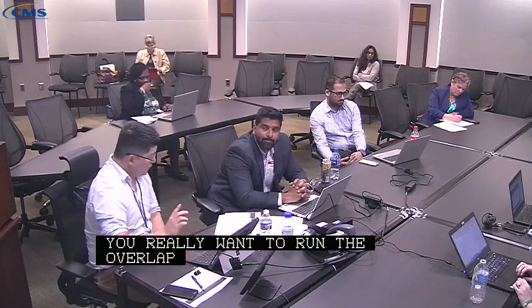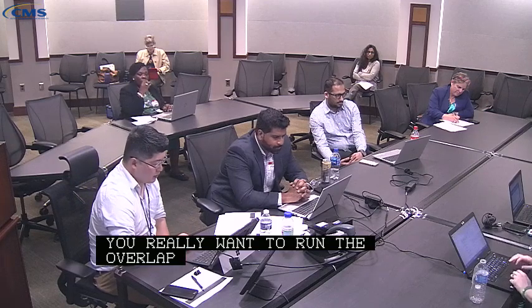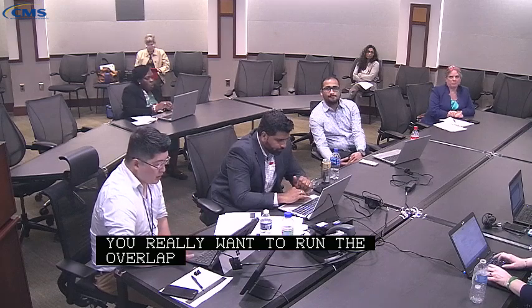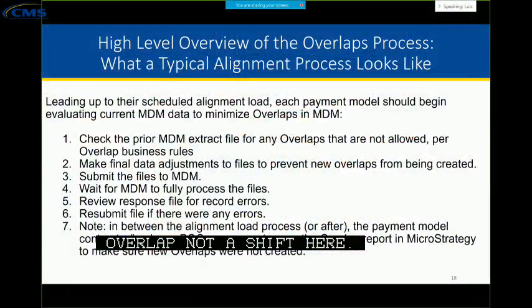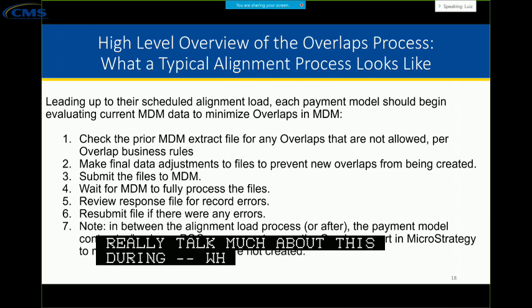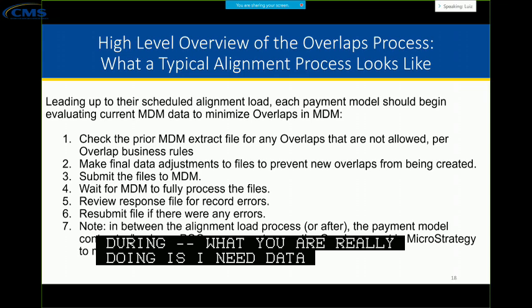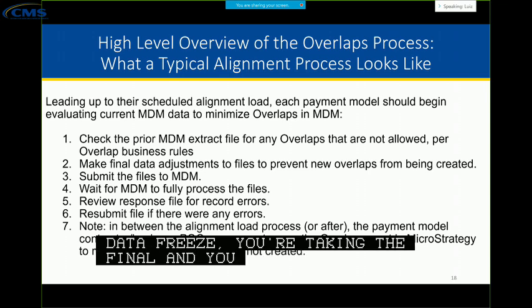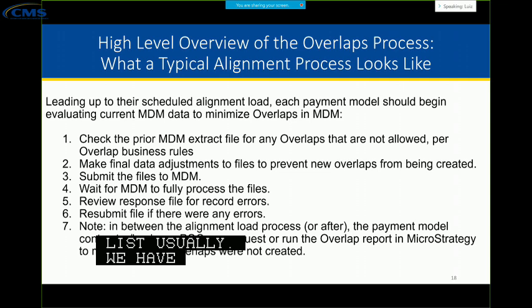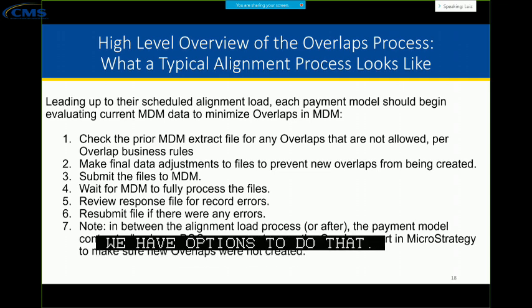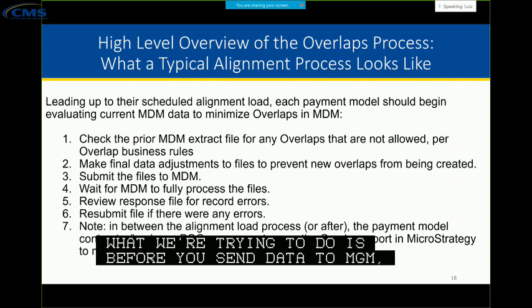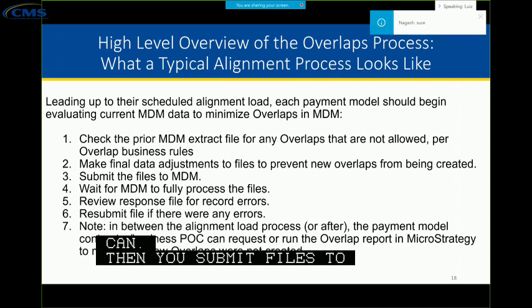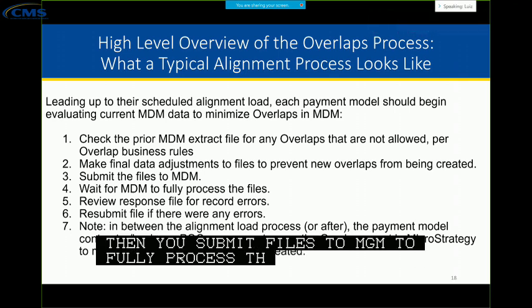So I'm going to speed it up a little bit, but not give it short shrift here. This is the high-level overlap, or typical alignment process. During the alignment period, what you're really doing is, with the data stability, MDM data freeze, taking the extract file and comparing it against your list, usually. Some models cannot do that or are not set up to do that, but we have options to set them up. Basically, during your alignment period, before you send data to MDM, you're trying to minimize all potential overlaps as much as you can. Then you submit files to MDM. We aim for MDM to fully process the file, and then you review the response file and resubmit if you have any issues.